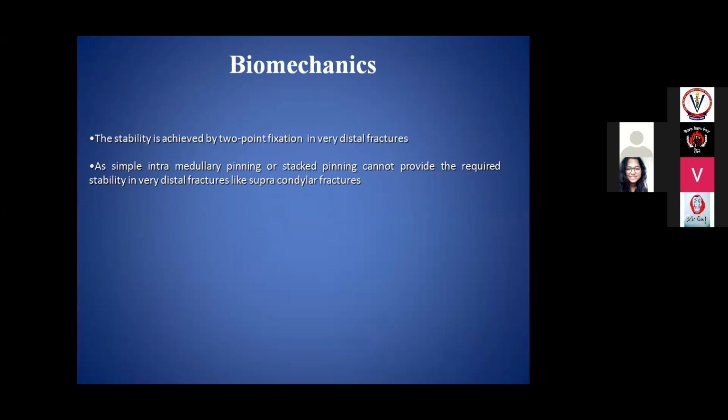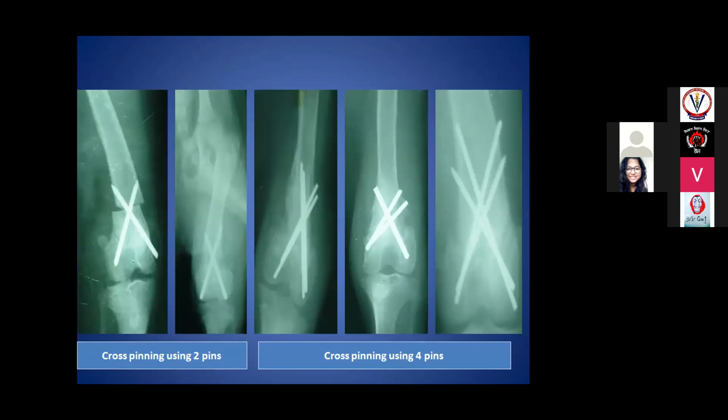Two pins will provide 4-point fixation. So these are a few examples of post-operative X-rays where the K-wires are used in cross fixation. See here, this is from the medial condyle, fracture line, lateral cortex, lateral condyle, fracture line, medial cortex. So here 2 pins are used for stabilization.